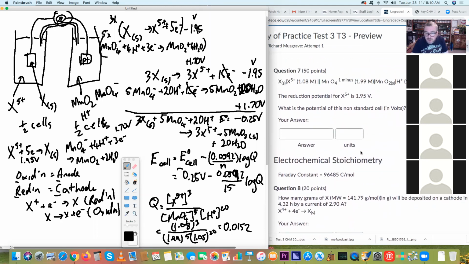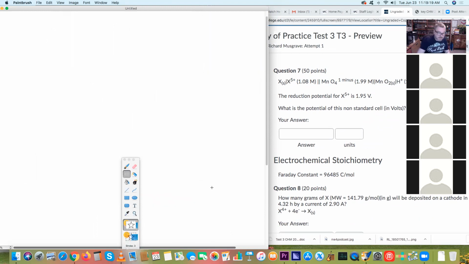Now the last one here that we'll talk about will be electrochemical stoichiometry. This is very similar to the test question. That's why I can't go back to the test question for this one either. It's pretty much the same thing.